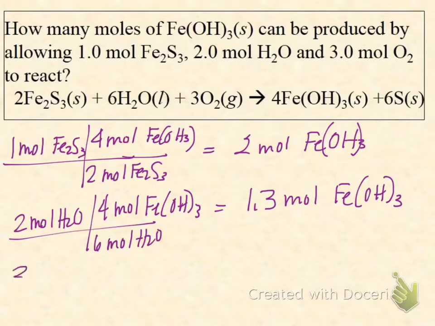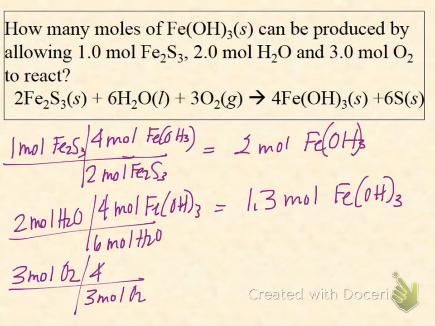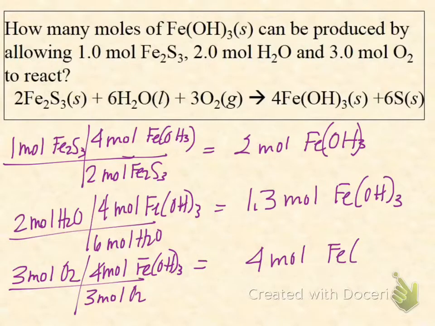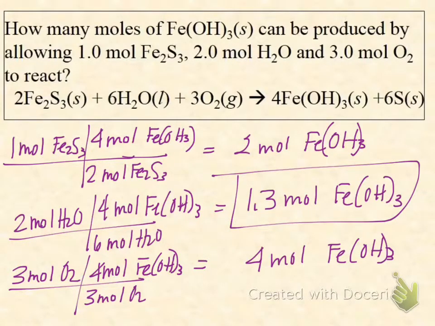And then 3 moles of oxygen. And that mole ratio is 3 moles of oxygen to 4 moles of the iron(III) hydroxide. And that works out to be 4 moles. So the most that we could produce would be 1.3, and that's because water is limiting.